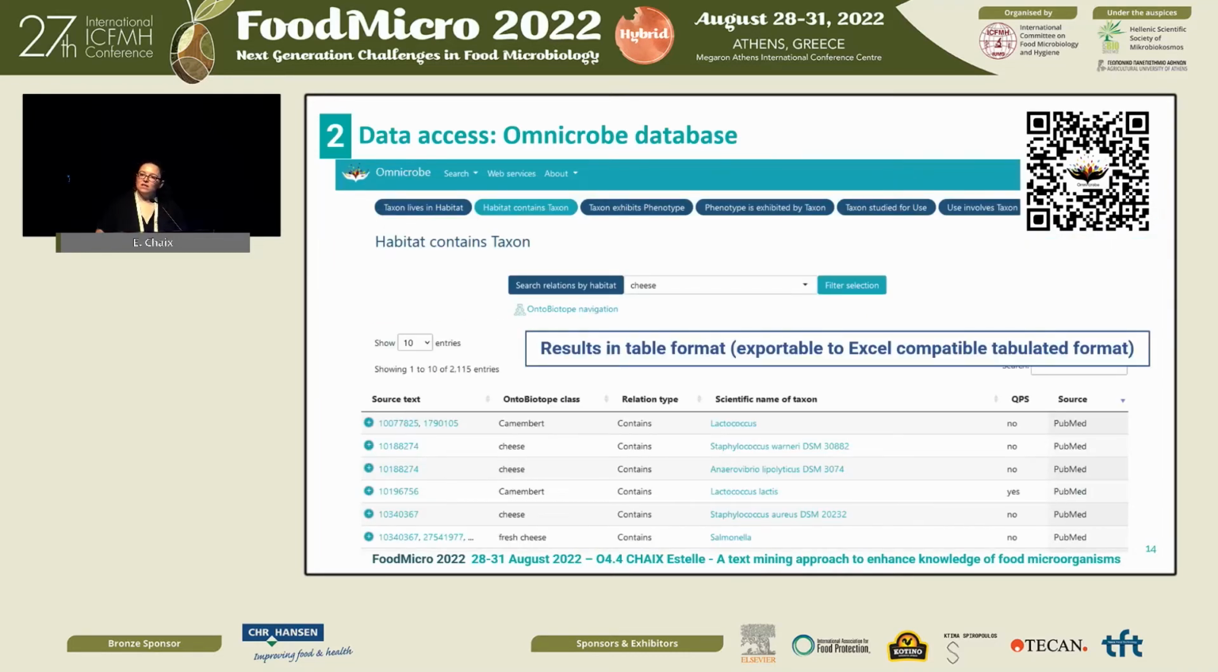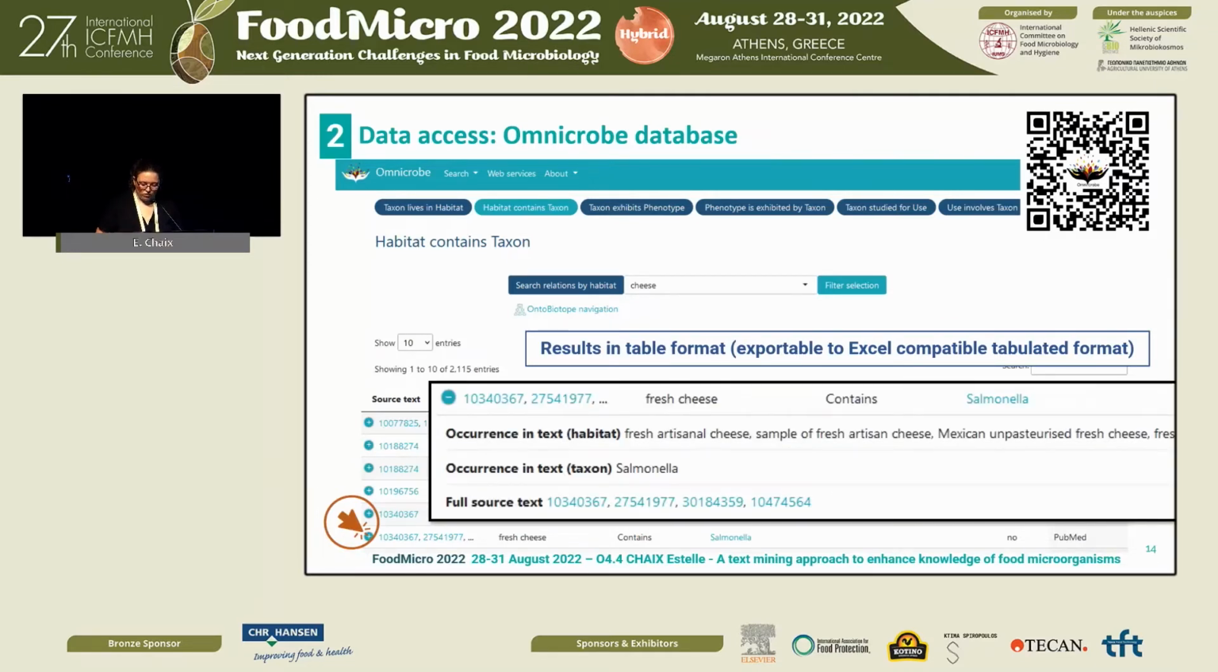And at the end, there are some results that could be exportable because it's in table format, so it could be exportable to Excel or other kinds of tools to be read. And in this table, there is a lot of information. By the little plus at the beginning of each line, there is information that could be extracted to understand what the text mining tools do, in fact.